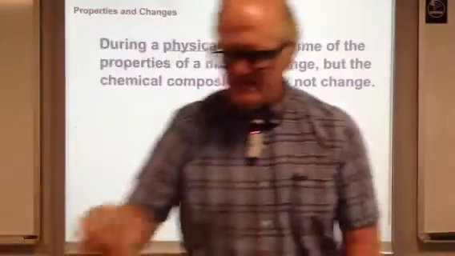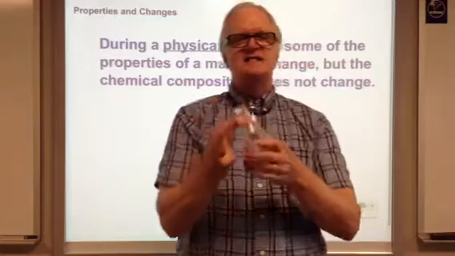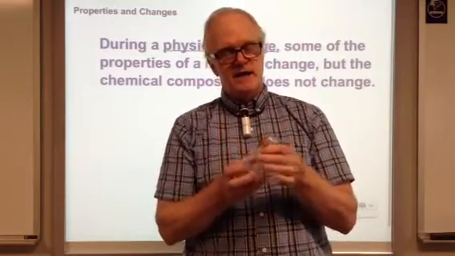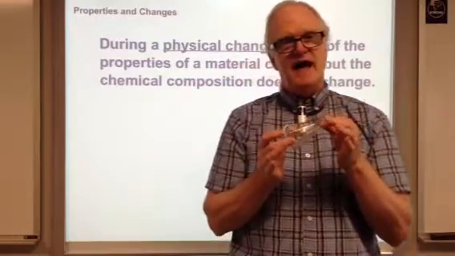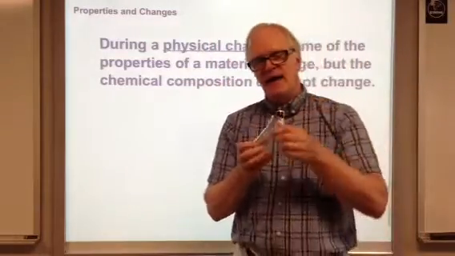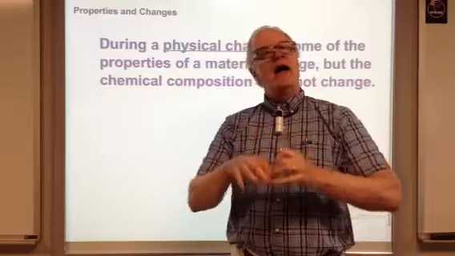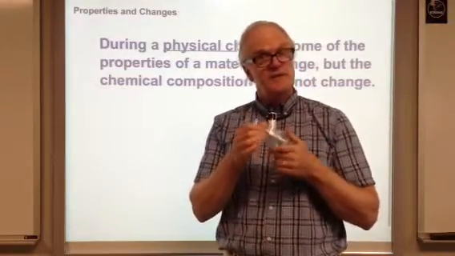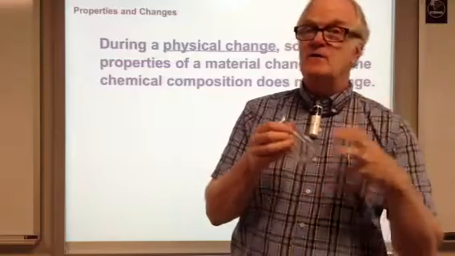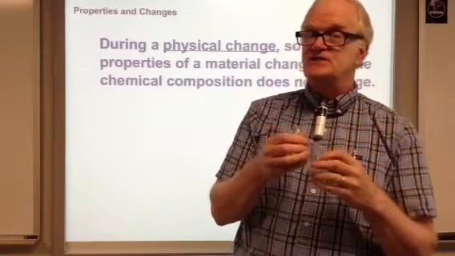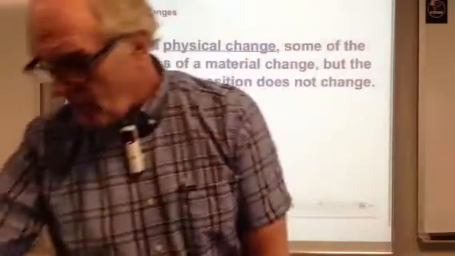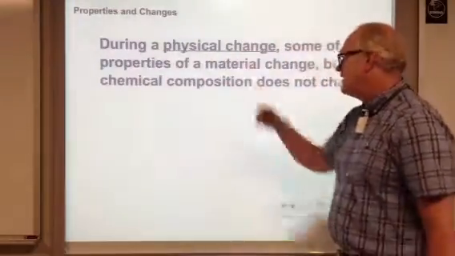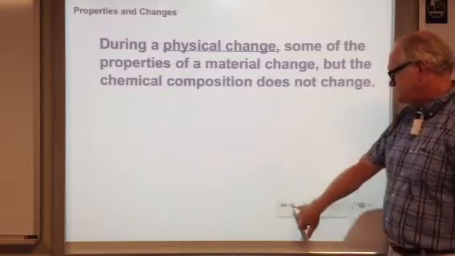Let's think about a piece of glass. I've got this little flask here. If I dropped it on the hard floor, it would probably break. So the shape of this flask will change. But it's glass now, and the pieces that it breaks into are still, or would still be, glass. So the chemical composition of the glass didn't change, even though the property of its shape did change. And that's an example of a physical change.